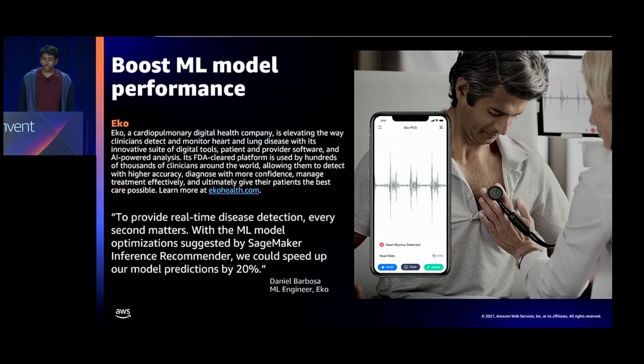And finally, I want to highlight the really important work of Echo, a cardiopulmonary digital health company. Echo's FDA-cleared platform provides real-time disease detection where every second matters. With the ML model-level optimizations suggested by Inference Recommender, Echo was able to speed up their model predictions, which ultimately improves turnaround time for their patients.